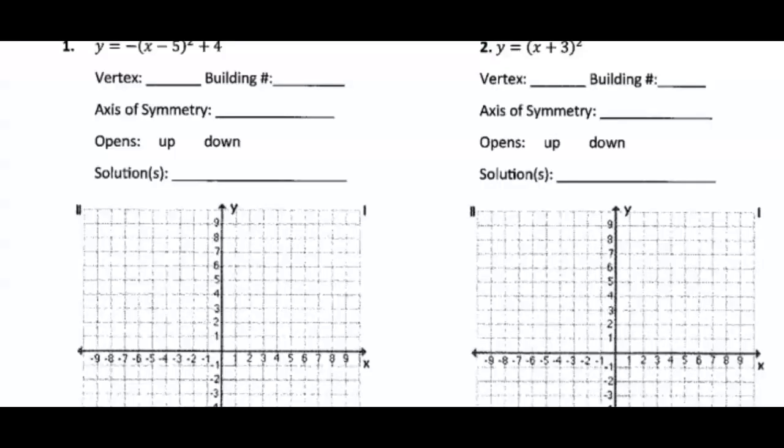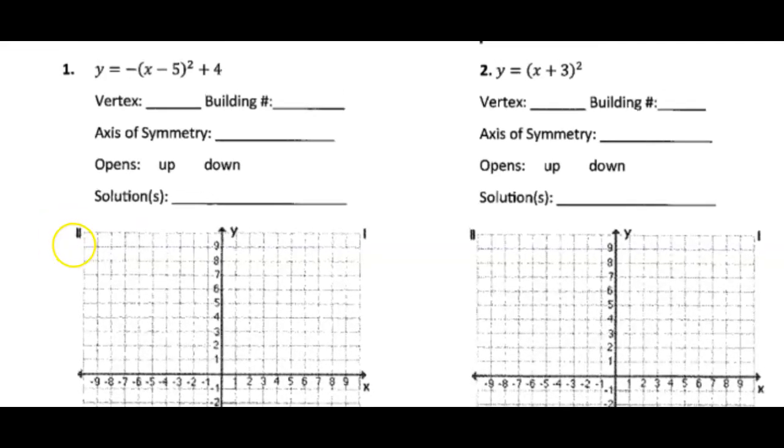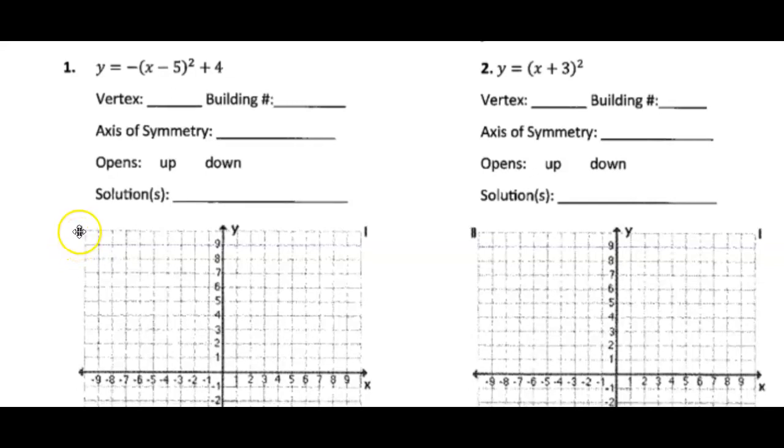So if I'm looking at this, I know that I am trying to find my vertex, building numbers, and so on. So what we're going to do here is we're going to do number 1 and number 4, and we'll kind of talk about 2 and 3, and then go from there. The answers are in Schoology, so let's just review.